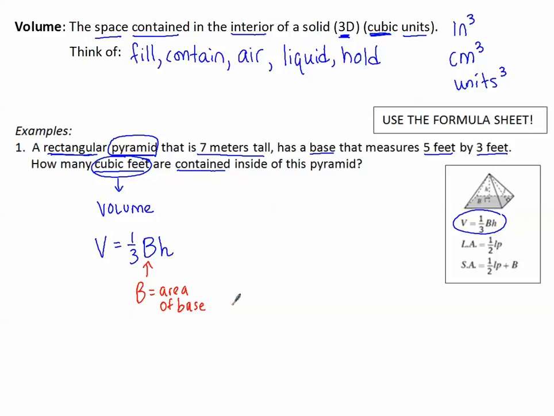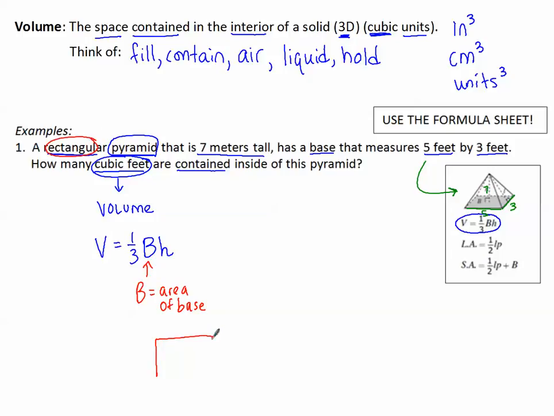Now, if we don't have a picture, it's helpful to label our picture. So let's go ahead and use the picture that they gave us on the formula sheet and label things that are written there. So for example, they tell us 5 feet by 3 feet is the base. So 5 feet would be the length and 3 feet would be the width, and the height is 7 meters. So this part right here is 7. So we need to first calculate the area of the base. Now this base is a rectangle.